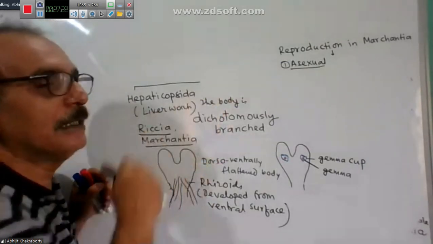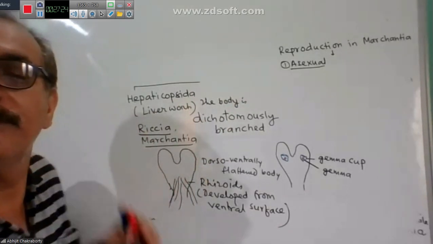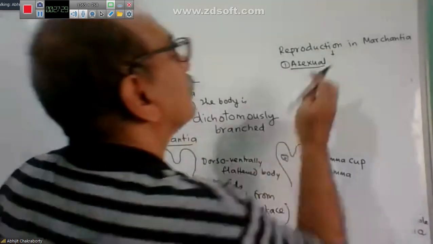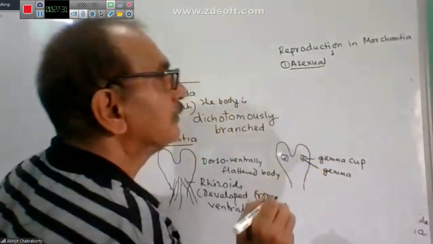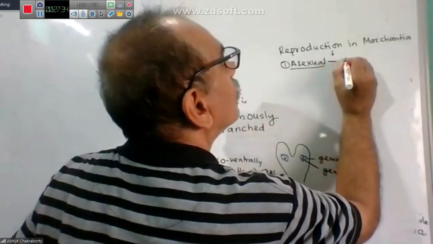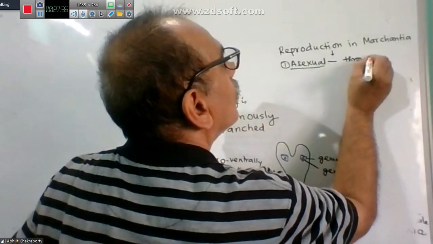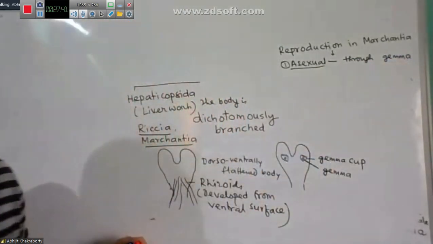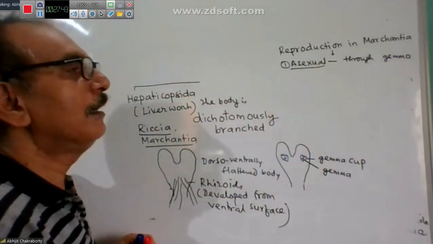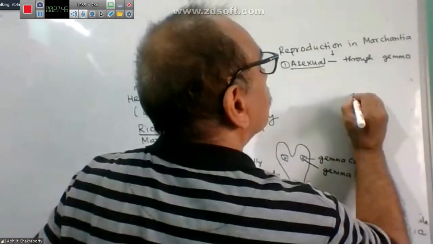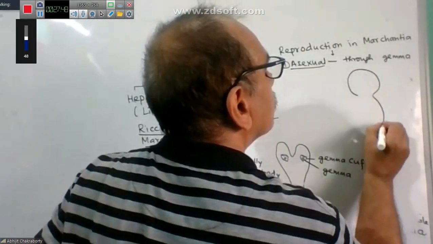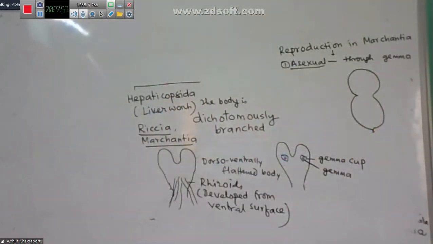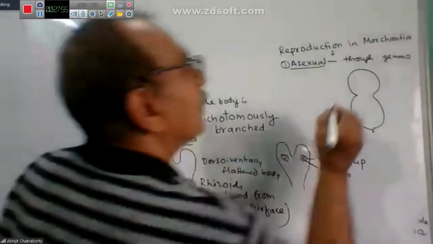Liverworts, examples Riccia, Marchantia. I am discussing Marchantia here. Here asexual reproduction, first of all, is through gemma. This is the gemma. If you go to the detailed structure, they appear like this. It is actually a gemma. A single gemma appears like this.